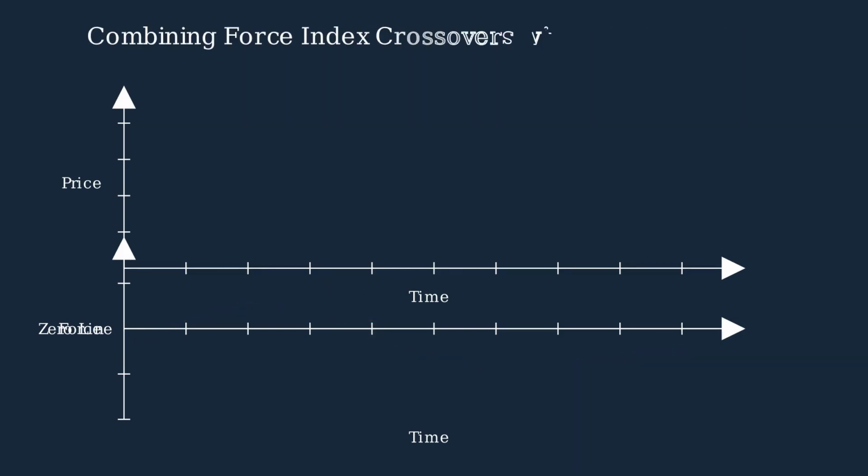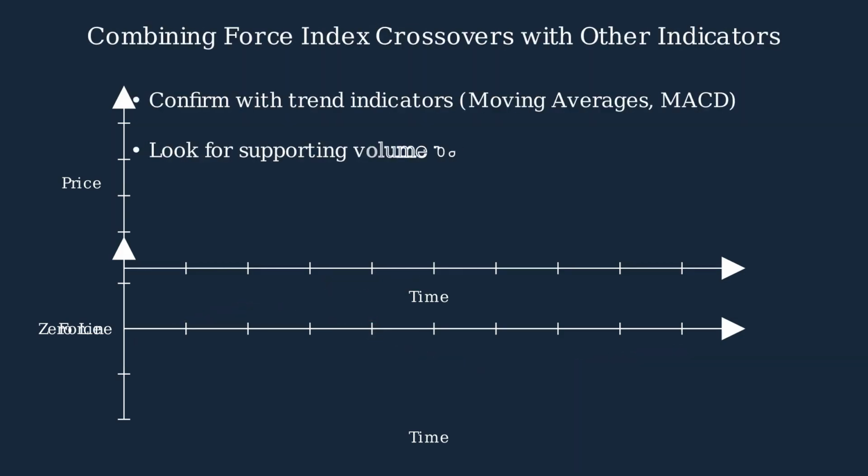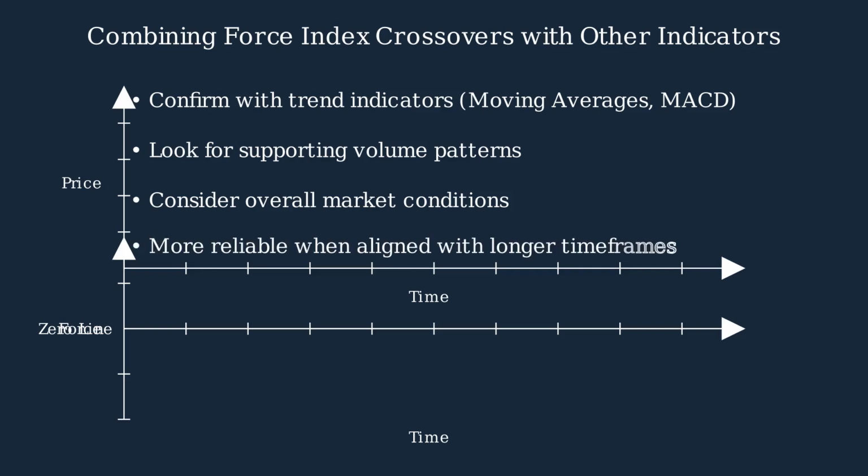While force index zero-line crossovers can be used as simple buy or sell signals on their own, they become more powerful when combined with other technical indicators. Consider confirming signals with trend indicators like moving averages or MACD. Look for supporting volume patterns and always take into account the overall market conditions. These signals tend to be more reliable when they align with signals on longer timeframes.